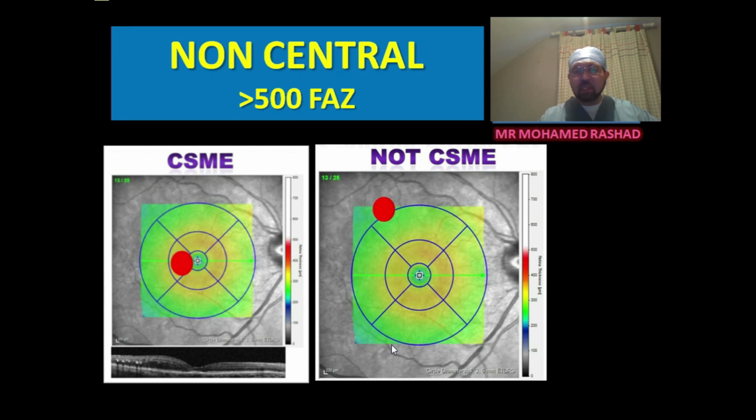If it is clinically significant, according to the ETDRS study, there is a definition for that, and it is a very common question in exams. So if it is clinically significant, there are 3 criteria. The first one, retinal thickening within 500 microns from the center of the fovea, or hard exudates adjacent to retinal thickening within 500 microns of the center of the fovea, or an area of retinal thickening one disc diameter or larger within one disc diameter from the center of the fovea.